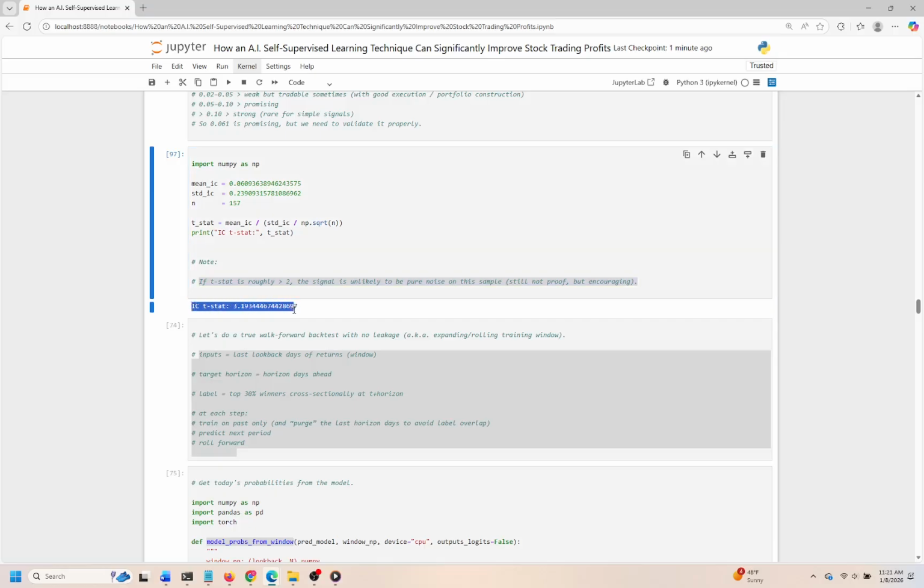Once we compute the t-stat, we display the result. What's particularly important here is the threshold we consider for significance. If our t-statistic is greater than approximately 2, we have reason to believe that the signal we're examining may not simply be the product of random fluctuations. It's worth noting that while this doesn't provide definitive proof, it does suggest encouraging evidence regarding the robustness of our findings.